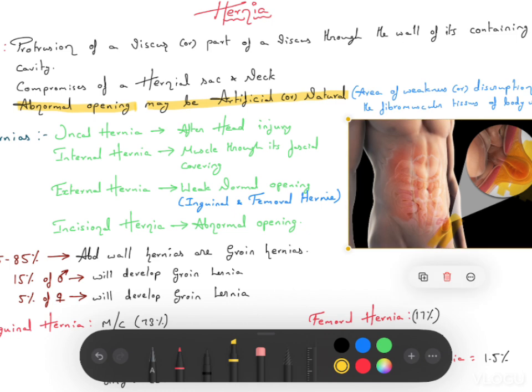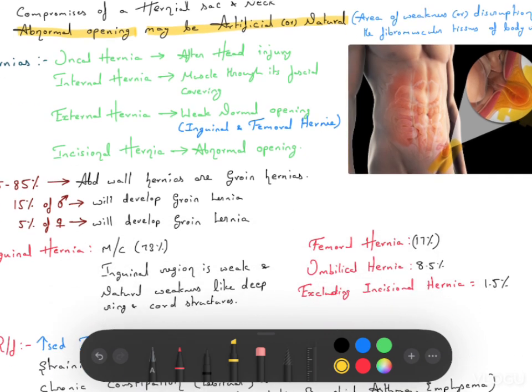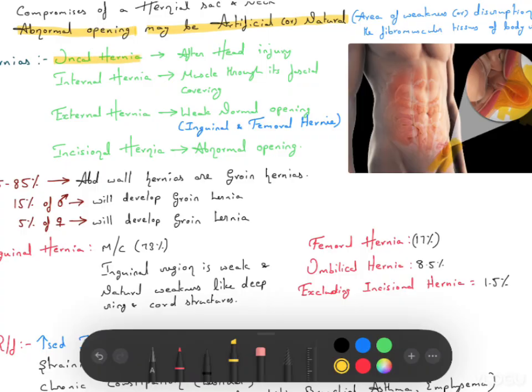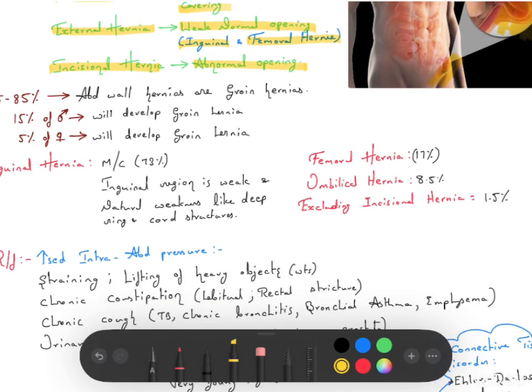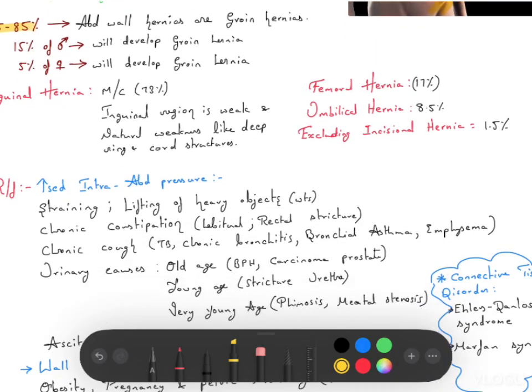Next, you can see hernias. We have different types of hernias. First, the traumatic hernia, which we can see after injury. Next, the internal hernia, through a muscle or its fascial covering. And the external hernia, through a weak normal opening like inguinal and femoral hernia. Next, the incisional hernia, through an abnormal opening. 75 to 85% of abdominal wall hernias are groin hernias, and 15% of males will develop a groin hernia. 5% of groin hernias are seen in females.